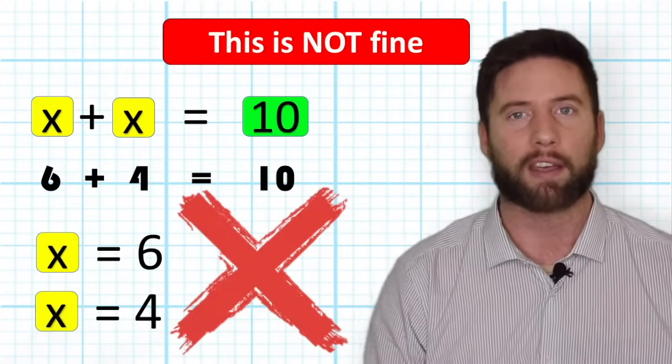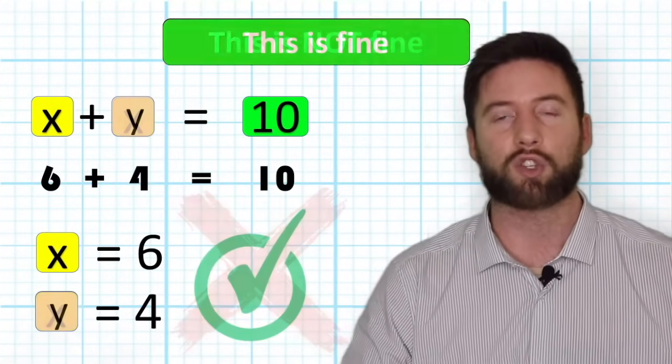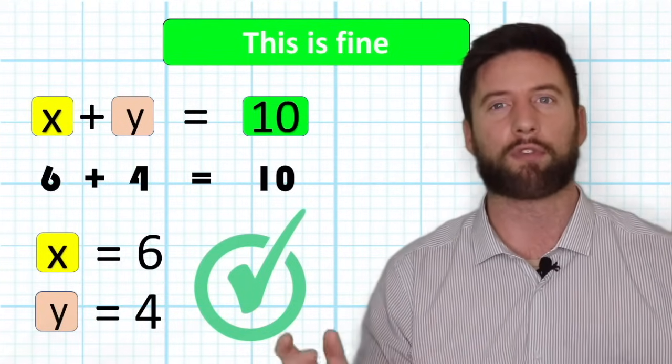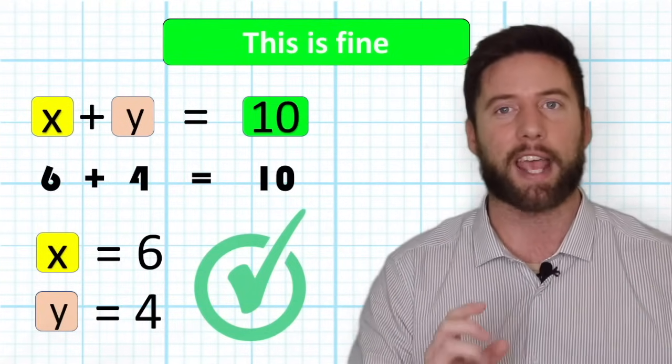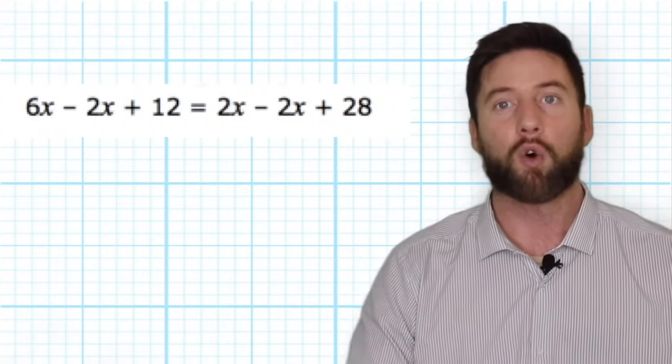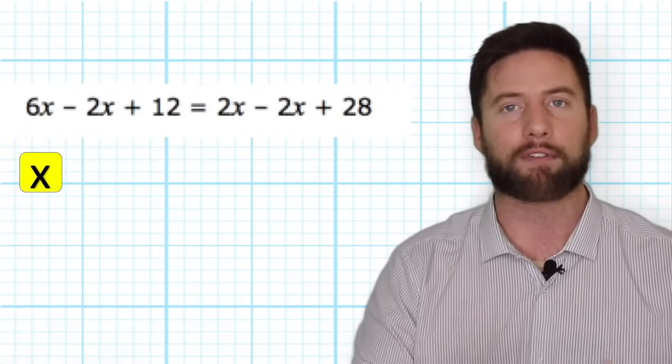So that's not okay. So if you did need to represent two different values in an equation at the same time, you would need to use two different symbols. And that's why we often see x and y. So if you ever see a really long algebraic equation like this one with lots of x values, all those x values have the same value.